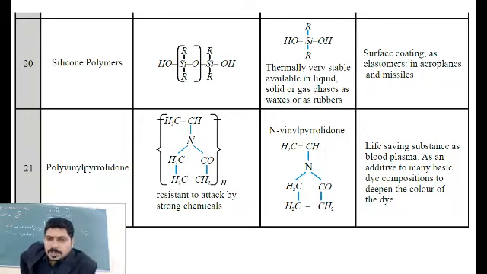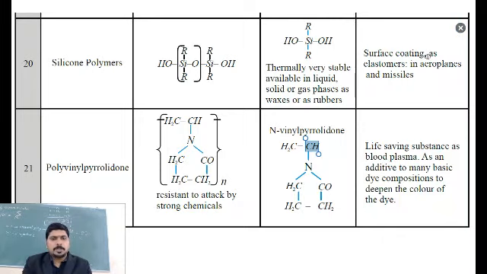Next one we are going to have is polyvinylpyrrolidine. It's a blood plasma substitute. If you see the structure, N-vinyl pyrrolidine has a pyrrolic structure. There we have the C=O and H bond, and the vinyl part is what makes the structure get polymerized, and that polymer which is formed makes the life-saving blood plasma. It is an additive to many basic dye compositions which deepen the color. So that is polyvinylpyrrolidine.